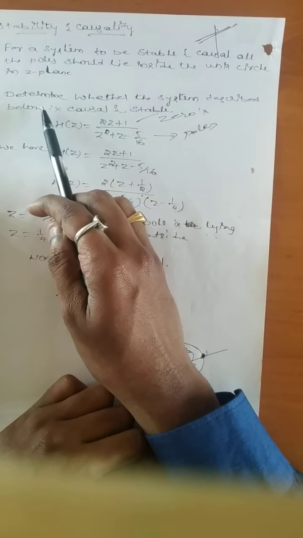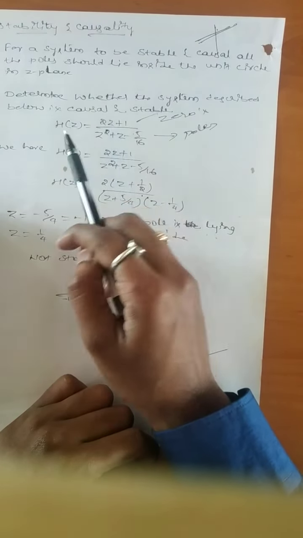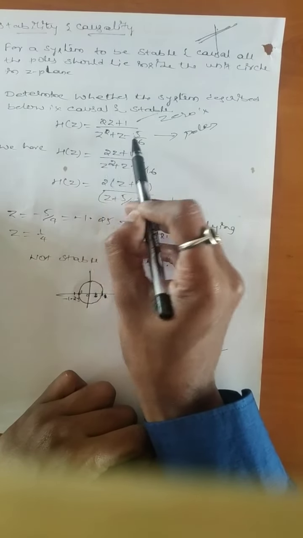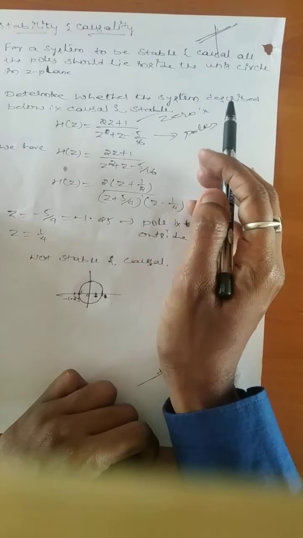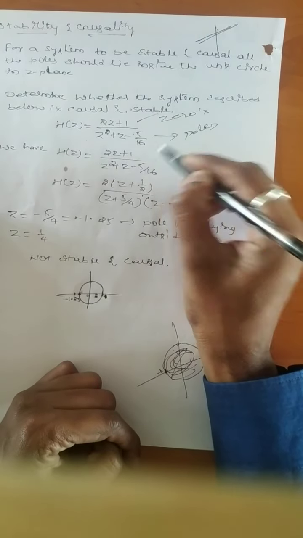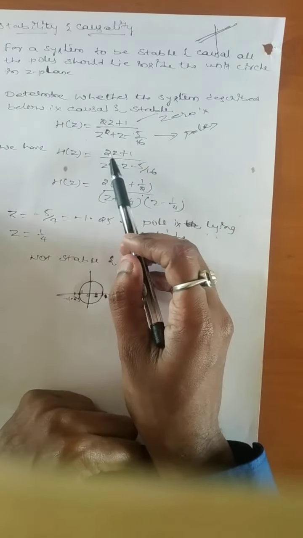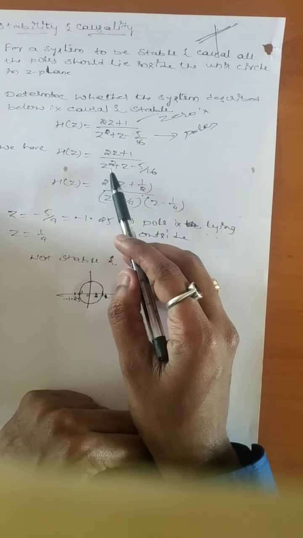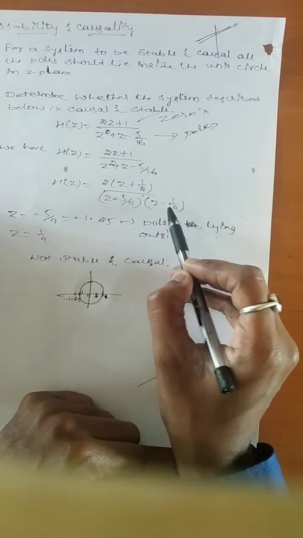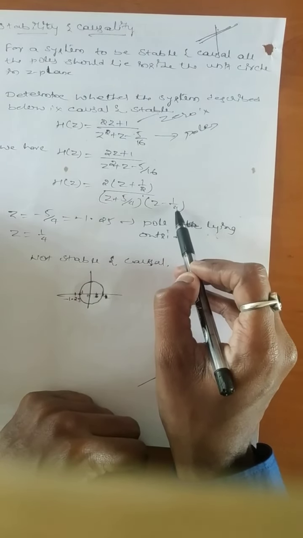Now look at this problem. Determine whether the system described below is causal and stable. This is the given equation, that is H of z is equal to 2z plus 1 divided by z square plus z minus 5 by 6. It's a given equation. Now we just take 2 outside and factorize the denominator. If you factorize the denominator, you will get 2 values, that is 5 by 4 and minus 1 by 4.